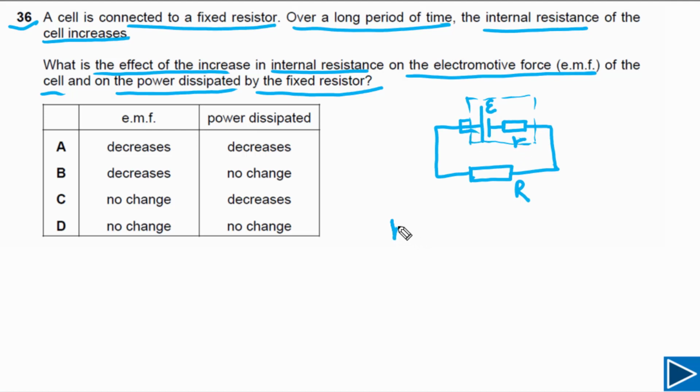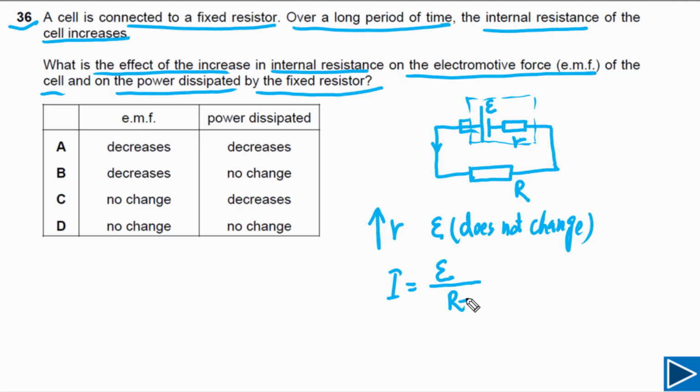Now if r increases, it has no effect on EMF. So this is the first thing we need to understand. If r increases, EMF does not change. So this is the first point you need to understand. EMF does not change. If r increases and EMF does not change, then we can find current in this circuit. So current is equal to EMF over total resistance. Now if r increases, it means I will decrease.